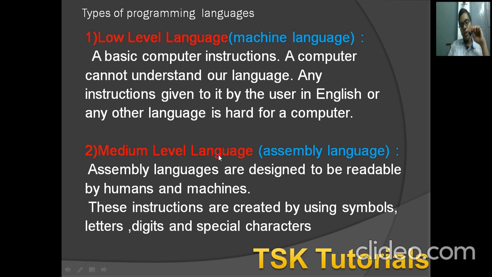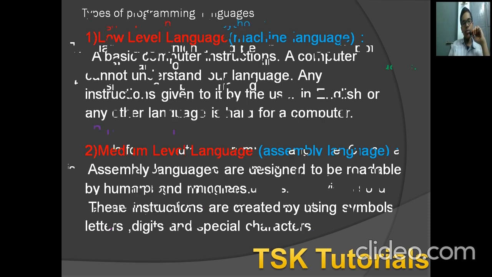Medium level language, also known as assembly language. Assembly languages are designed to be readable by humans and machines. They came in the mid era of computers evolving. These instructions are created by using symbols, letters, digits, and special characters. In the medium level language, we use all the inputs like letters, digits, special characters, numbers, and others.